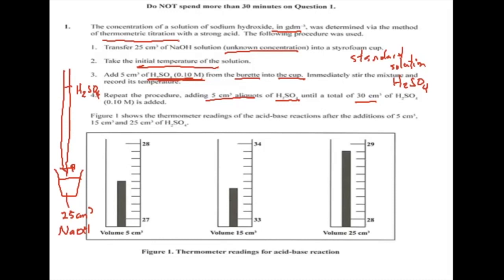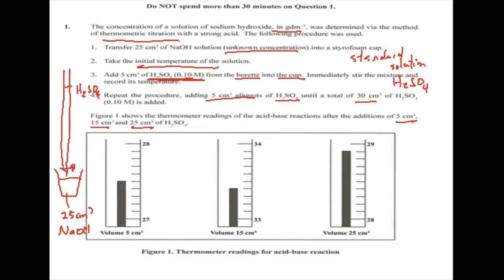We're not asked anything as yet. Figure 1 shows the thermometer readings of the acid-base reactions after the addition of 5 cm cube, 15 cm cube, and 25 cm cube of sulfuric acid. So the first thing we want to do here, if we're going to take a reading, we need to figure out what the scale is, what each of these lines represents. Each of them represents 0.1.